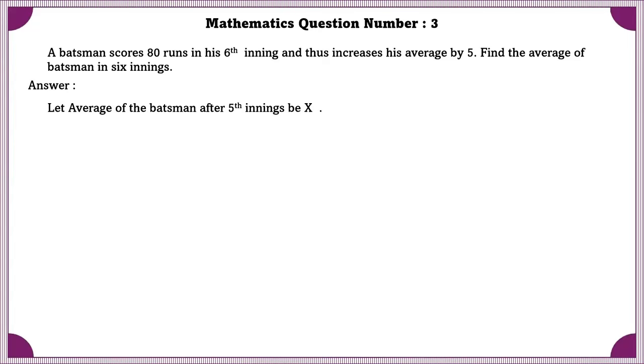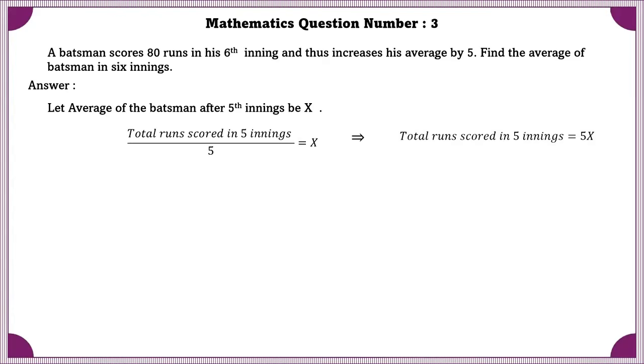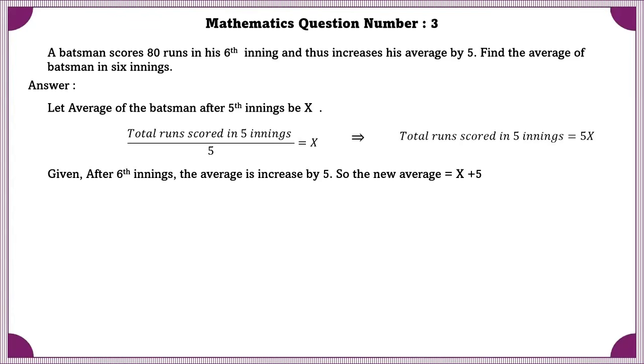Let the average of the batsman after 5 innings be X. So total runs scored in 5 innings divided by 5 is equal to X, which is basically the average. Now, total runs scored in 5 innings is equal to 5X. Given after 6th inning, the average increases by 5. So the new average is X plus 5. Total runs scored in 6 innings is equal to 6 into X plus 5. Let us keep this as equation 1.